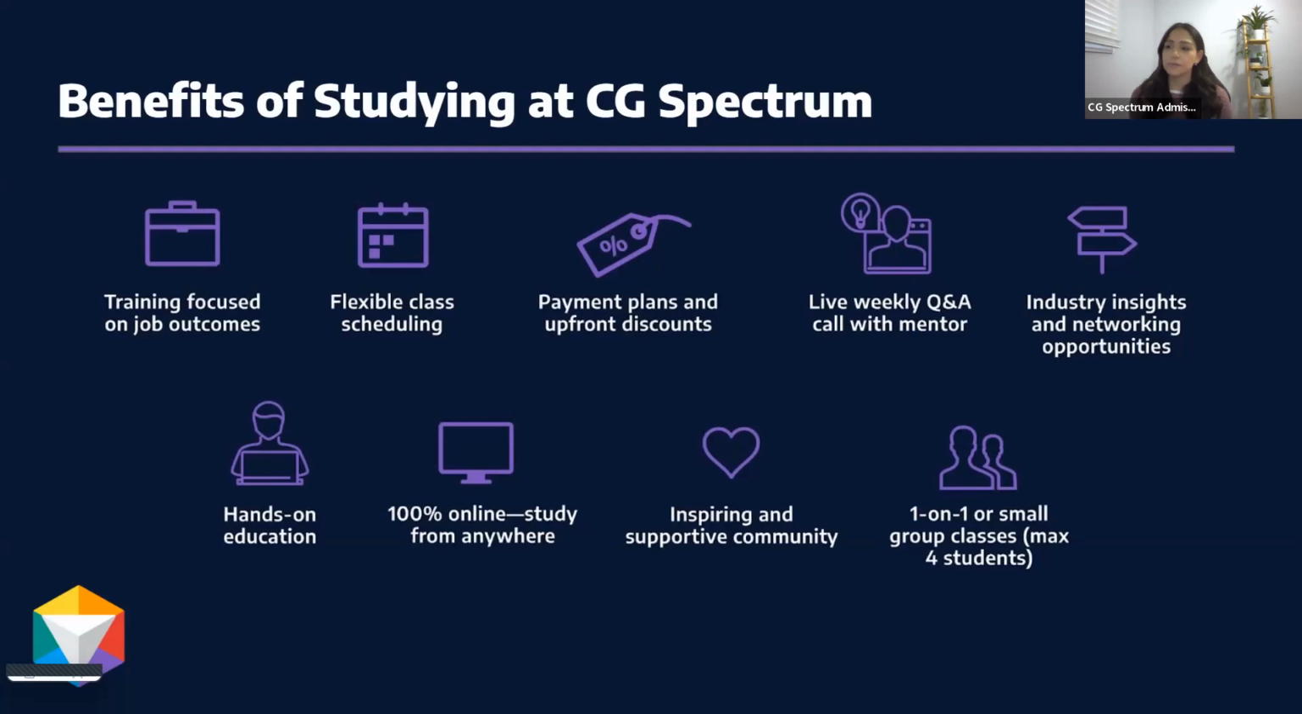We have flexible payment plans and upfront discounts on our courses. We have our live weekly Q&A calls with our mentor, like Daniel mentioned earlier. It is about an hour long every week. We also have our community, which I'll be speaking about a little bit later, more in depth. But we also have our 2 different study options, which are the one-on-one private study option or the small group classes. And in these small group classes, there's usually a maximum of 4 students per mentor.